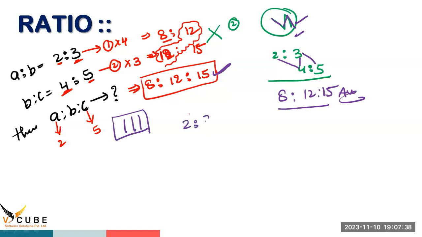For example, the given problem: A is to B is to C is 2 is to 3, and next B is to C is called how much? 4 is to 5. Okay, so look at the screen guys here carefully.